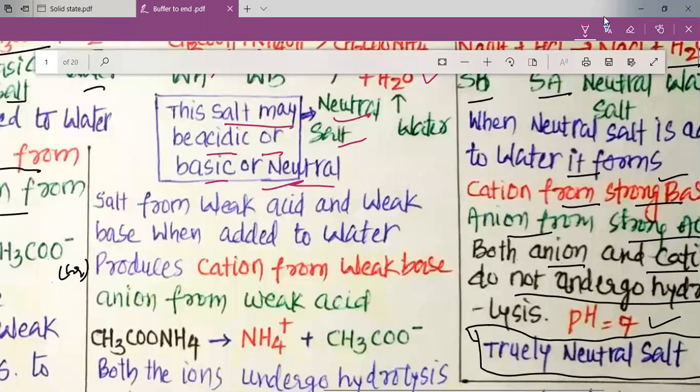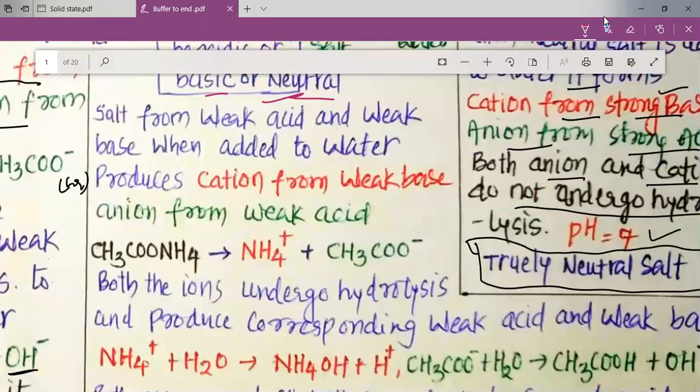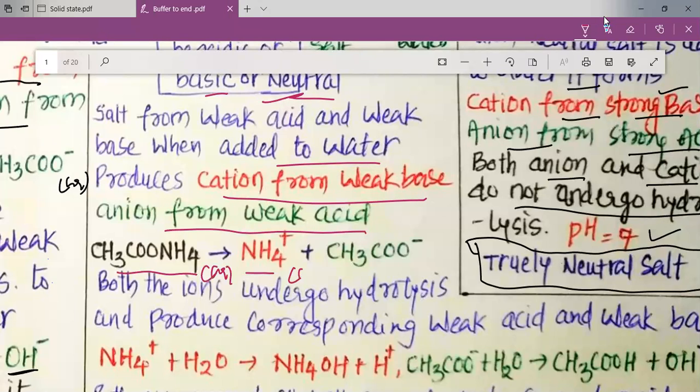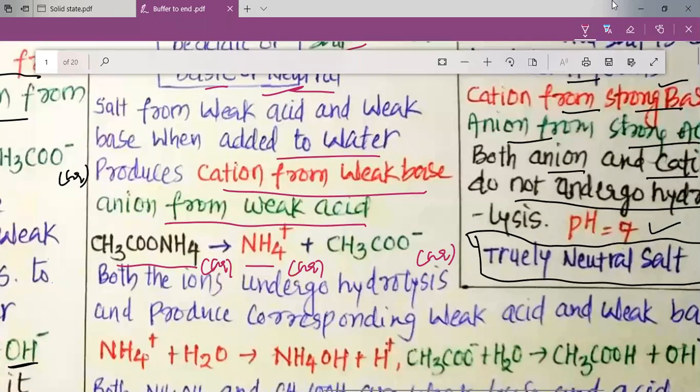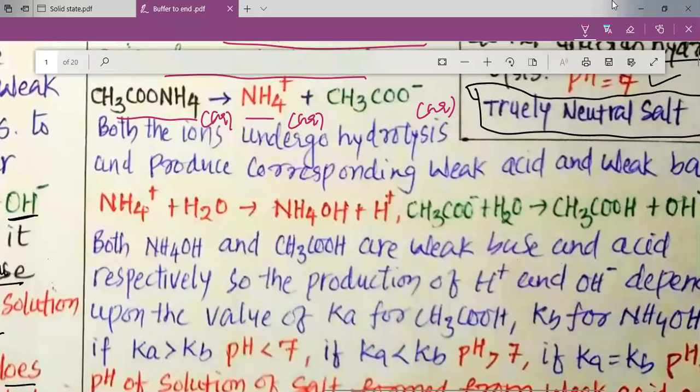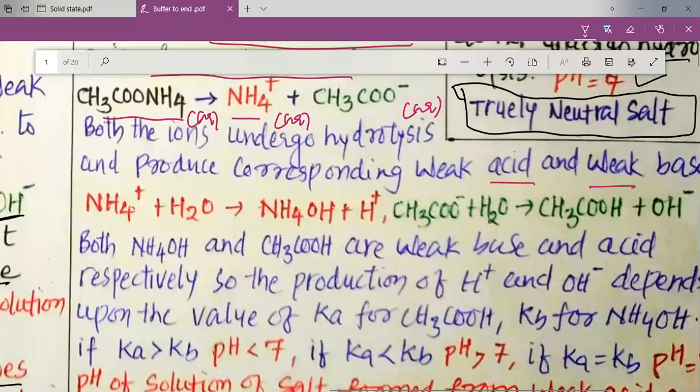Let us understand. Salt from weak acid and weak base, when added to water, produces cation from weak base and anion from weak acid. You can see here that CH3COONH4, when it is added to water, my dear students, produces NH4+ aqueous and CH3COO- aqueous. Both these ions can undergo hydrolysis because both are from the weak base and weak acid respectively. So both the ions undergo hydrolysis and produce the corresponding weak base and weak acid.